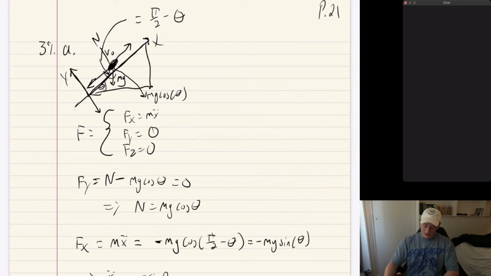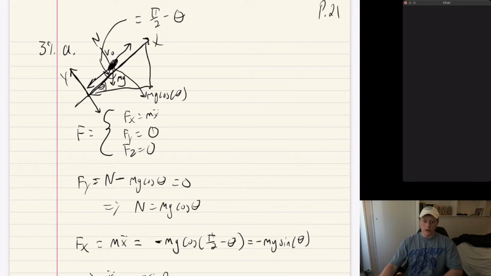So this is negative g sine theta t. No, I should say negative gt sine theta. It's like something doesn't seem right. Plus c, and then this would be, I also forgot plus c. And then this would be negative gt squared over 2 sine theta plus c0 t plus c1.